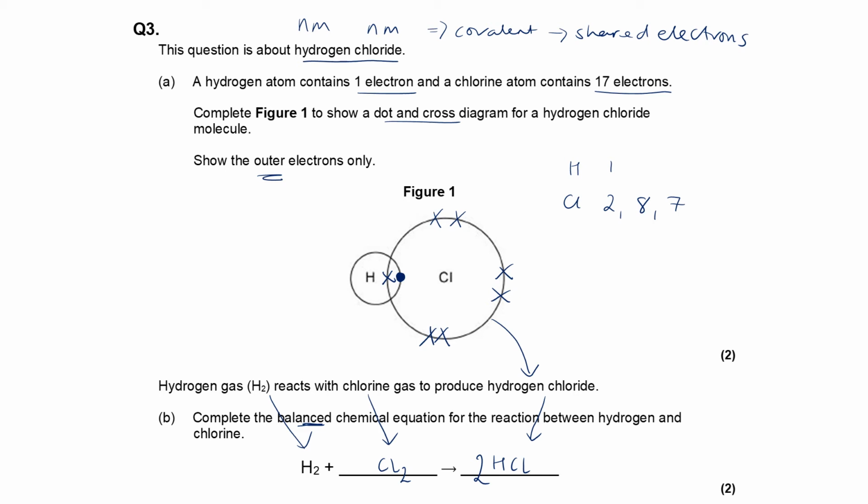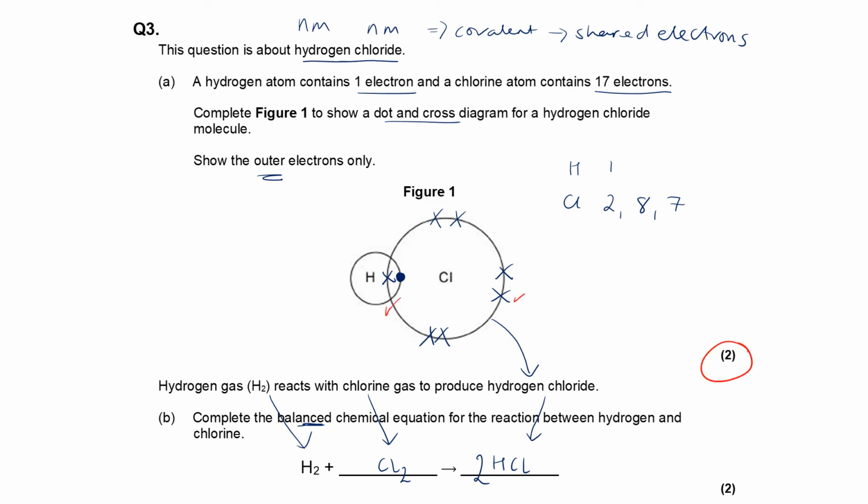And if there are 2 chlorine atoms and 2 hydrogen atoms in the reactants, there must be at least 2 hydrogens and 2 chlorine atoms in the products. And they've told me the product is hydrogen chloride, and I can see how it's bonded in the diagram. So it's got 1 H and 1 chlorine in 1 molecule. So I must have 2 of those in total. So again, I've got full marks.